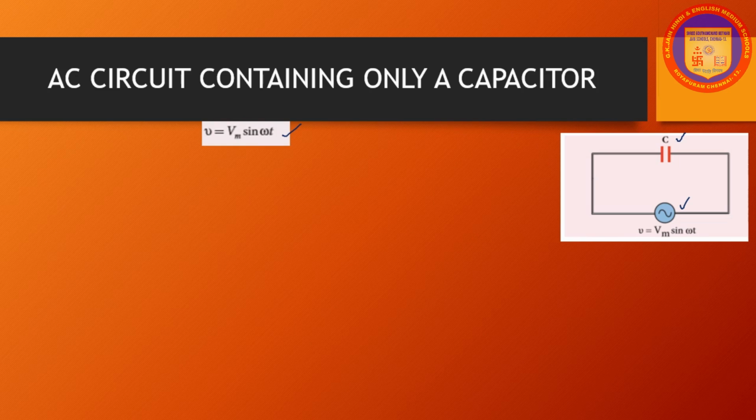Let Q be the instantaneous charge on the capacitor. The EMF across the capacitor at that instant is Q by C. According to Kirchhoff's loop rule, V minus Q by C is equal to 0. So Q is equal to C Vm sin omega t.